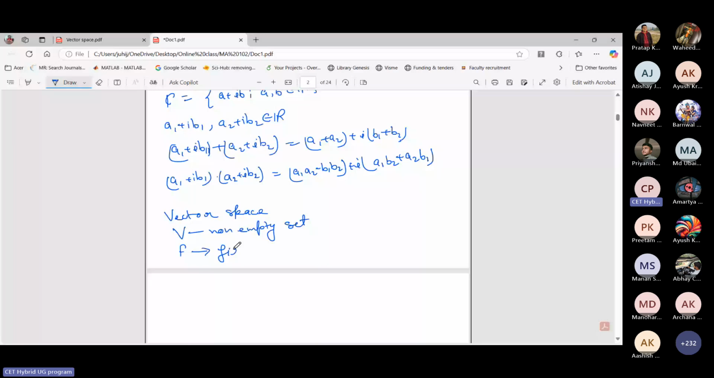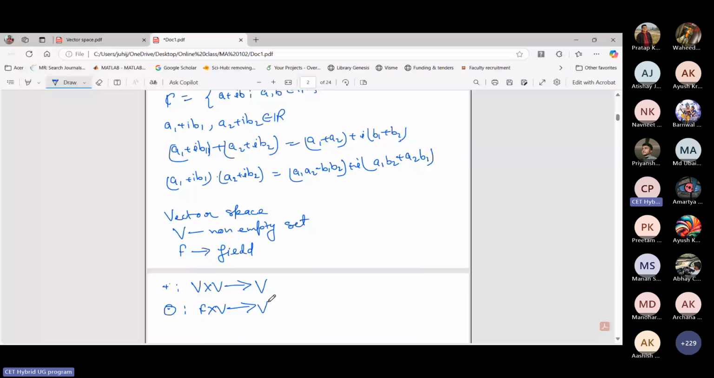Third, we need a binary operation. Let us call it plus, which will be defined from V cross V to V. This will relate elements of V again with V. And the second operation, let us call it dot, will be defined from F cross V to V. How will they be defined?